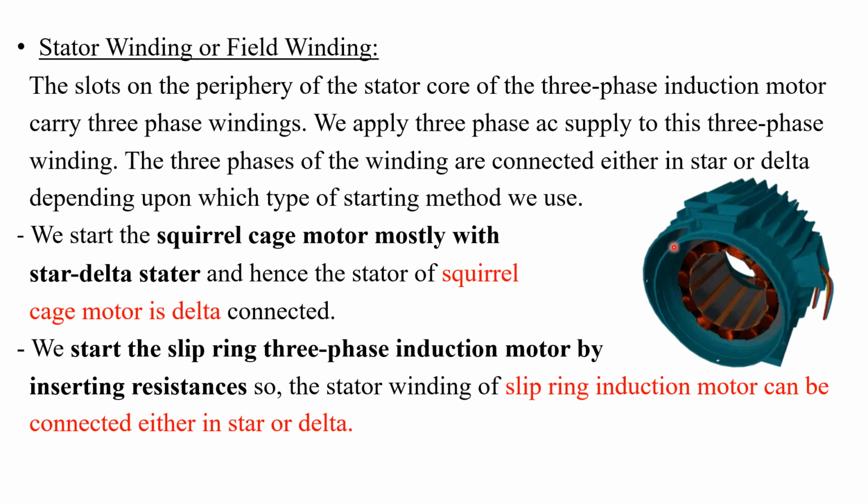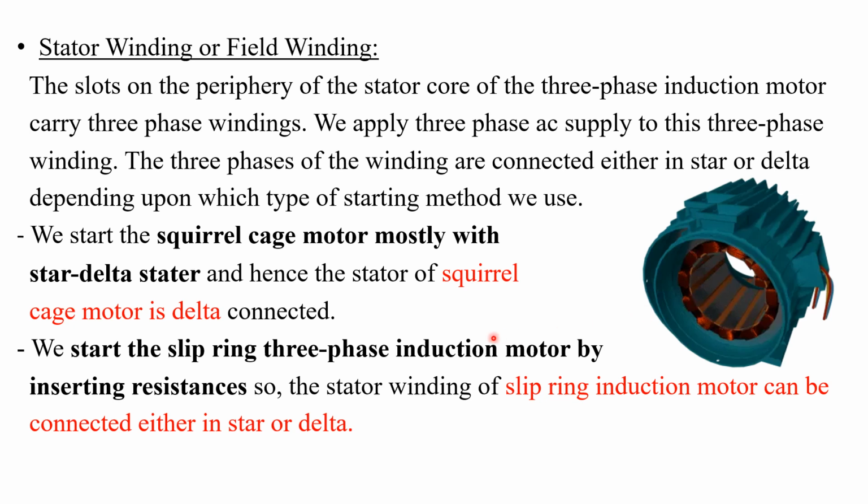These are the major things about the construction of the stator. And remember that based on their construction, there are two types of induction motors, slip ring and squirrel cage induction motors. Normally, we start the squirrel cage induction motors by using star delta starters, so the field windings are normally delta connected for squirrel cage induction motors. So for squirrel cage induction motors, the stator is normally delta connected, so we can remember that point.